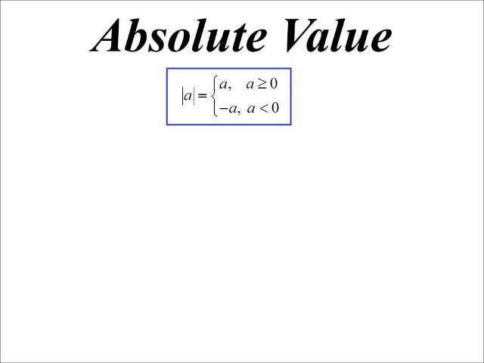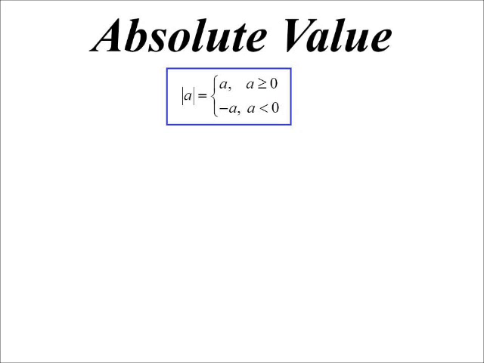Absolute value is what we're going to talk about today. This idea of absolute value. There's the formal definition of absolute value. So the absolute value of A is A if A is greater than or equal to 0, and it's negative A if A is less than 0.